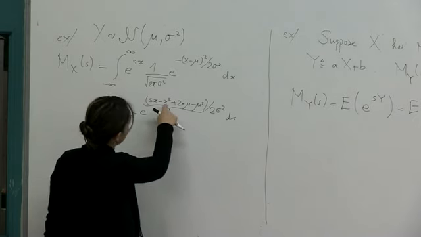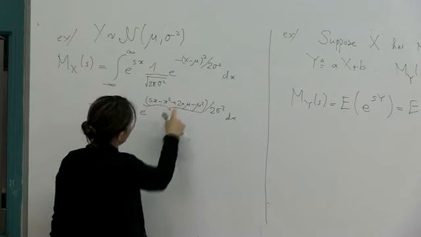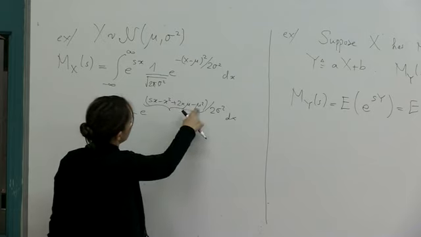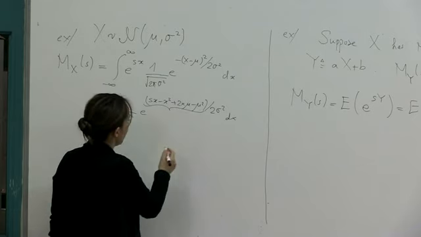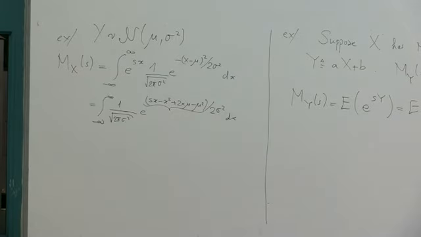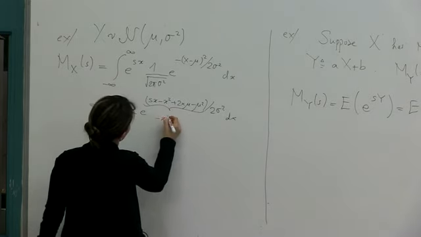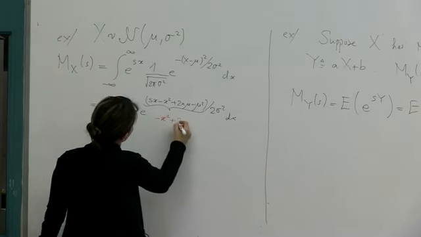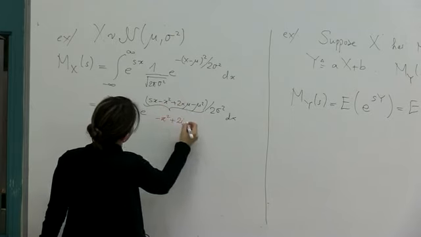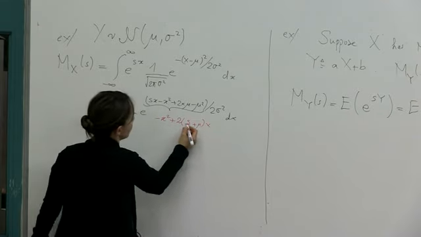Well, I have x squared here. I have sx minus 2 mu x and mu squared. So how about I write this as negative x squared plus 2 s over 2 plus mu x, right?